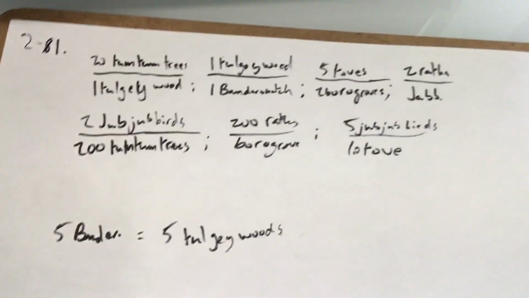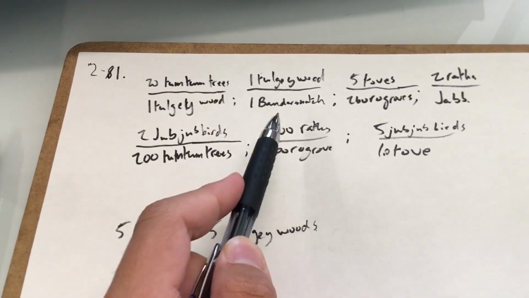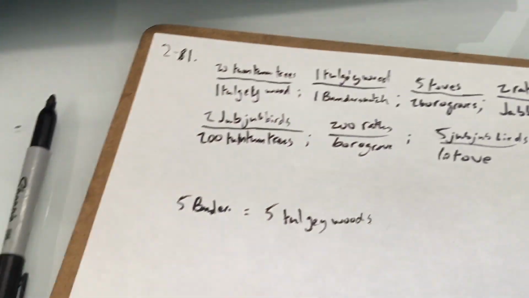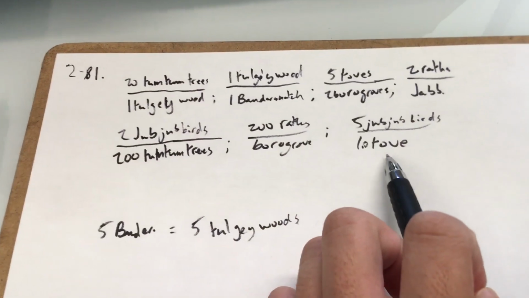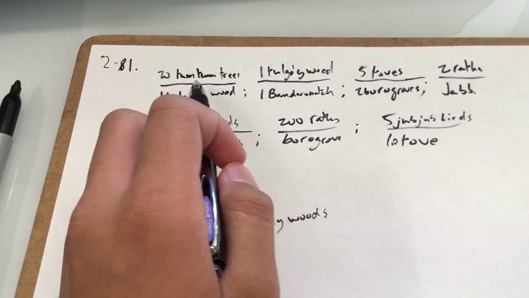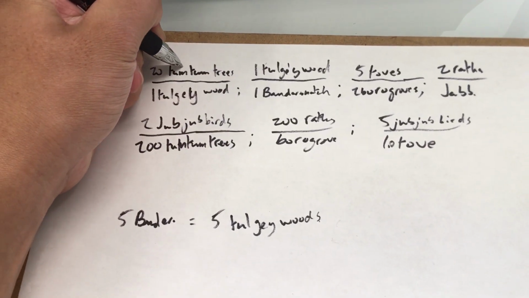And now from here, we work backwards. So we're gonna look for any of these that have Tulgey Woods. So this is the first conversion we're gonna use, and we have used it. Now we're gonna look for any one of these conversions that has Tulgey Woods. So this one doesn't, this one doesn't, this one doesn't, but this one does. So this is gonna be our second conversion.